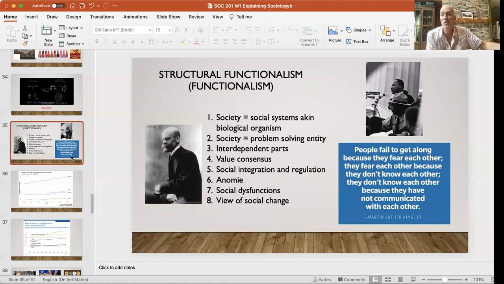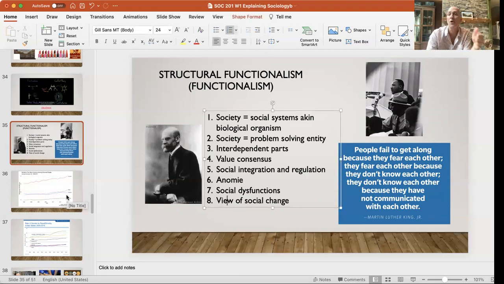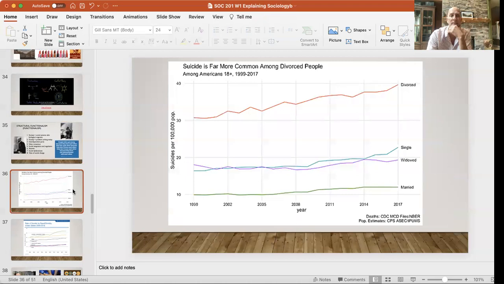Anomie is sudden change. When change happens too fast, too sudden, it makes it difficult for the system. The view of social dysfunction is that if there's a dysfunction, society works to correct that dysfunction, if the dysfunction is disruptive enough. The view of social change from a functionalist perspective is slow, gradual change to the system. And that becomes key when we start making a comparison to conflict theory.